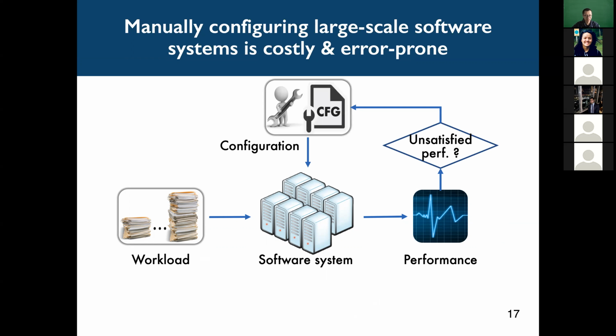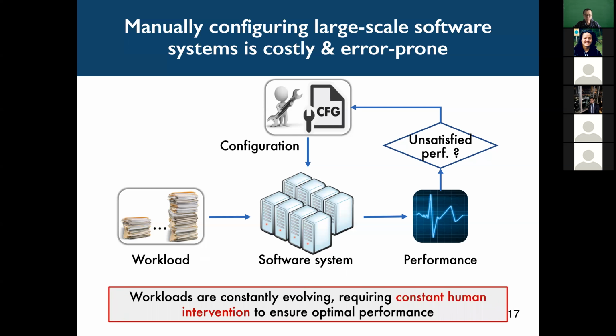So when the workload changes, sometimes the performance may become unsatisfiable. For example, response time becomes too slow because there are too many users at this time. So we need to do some configurations to the system. We want to change some configurations. For example, we want to change the queue length, how many users in the queue, right? If the queue is too long, then the response time might be too slow, right? So for large scale software systems, there are usually many configuration items.